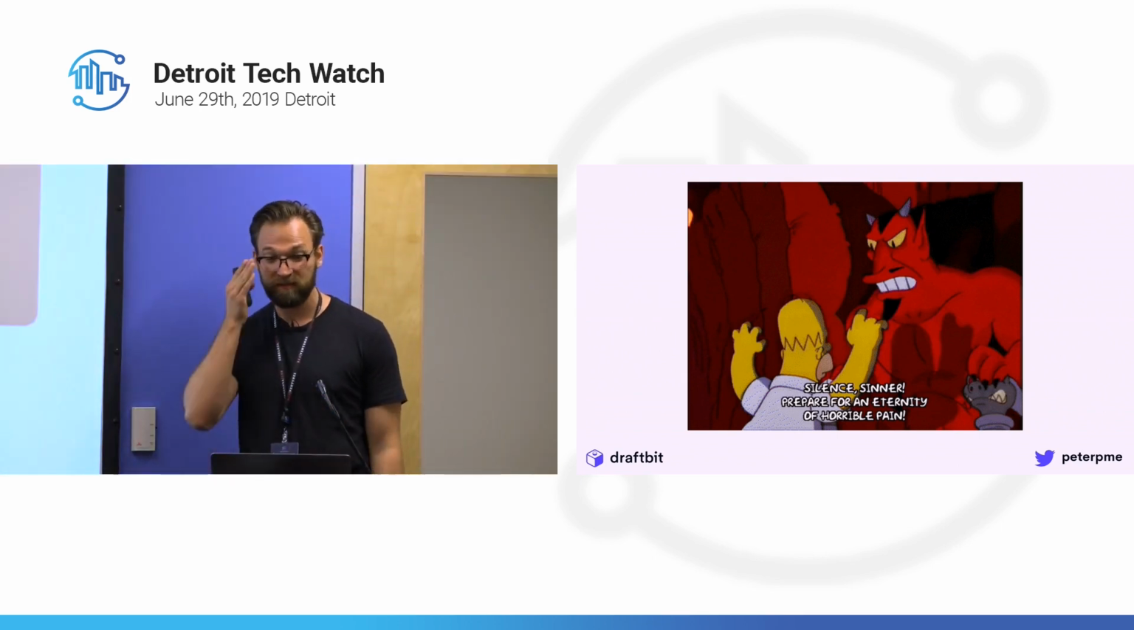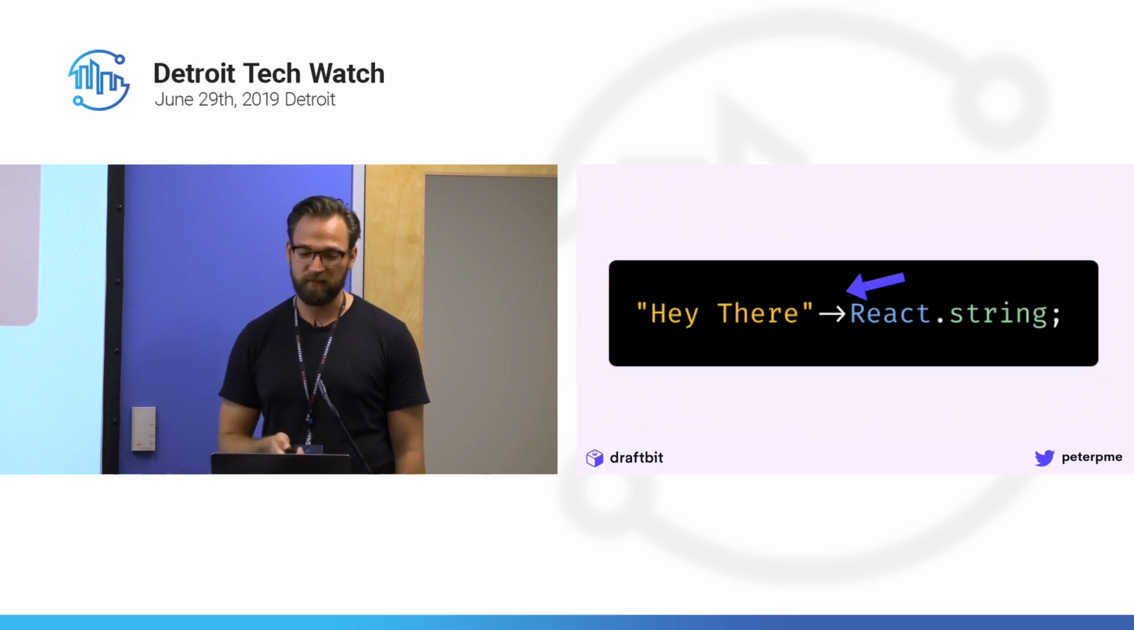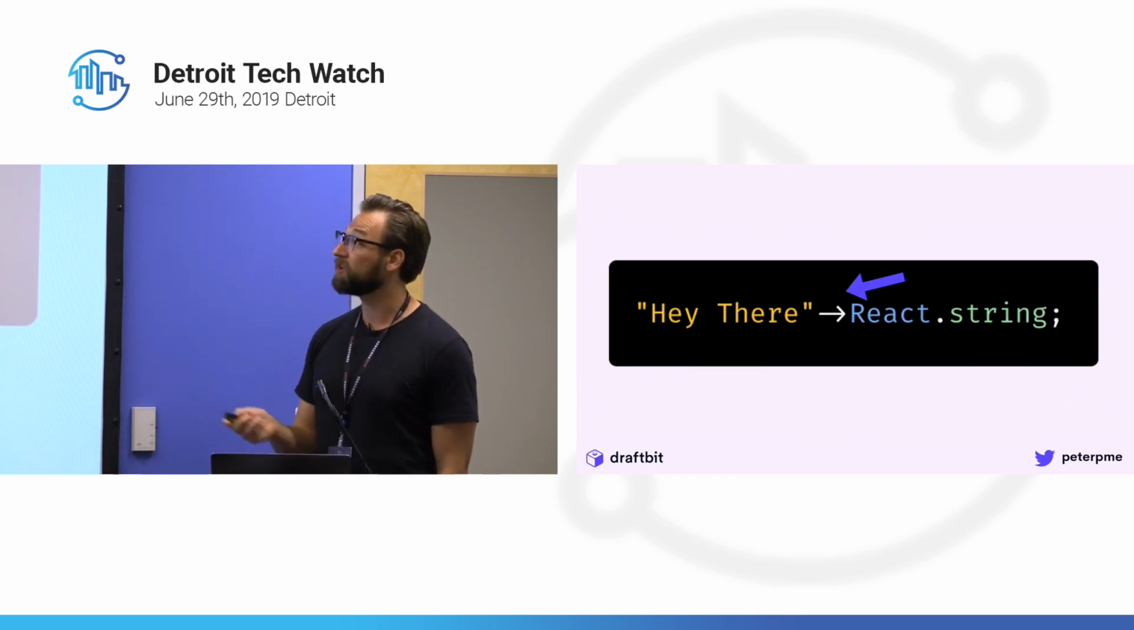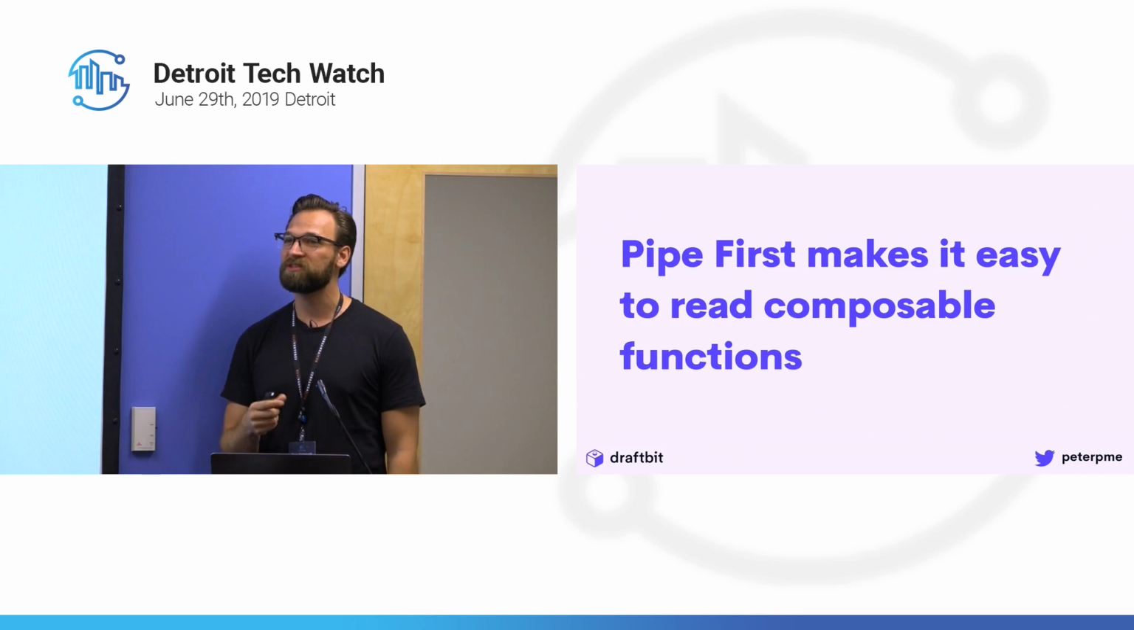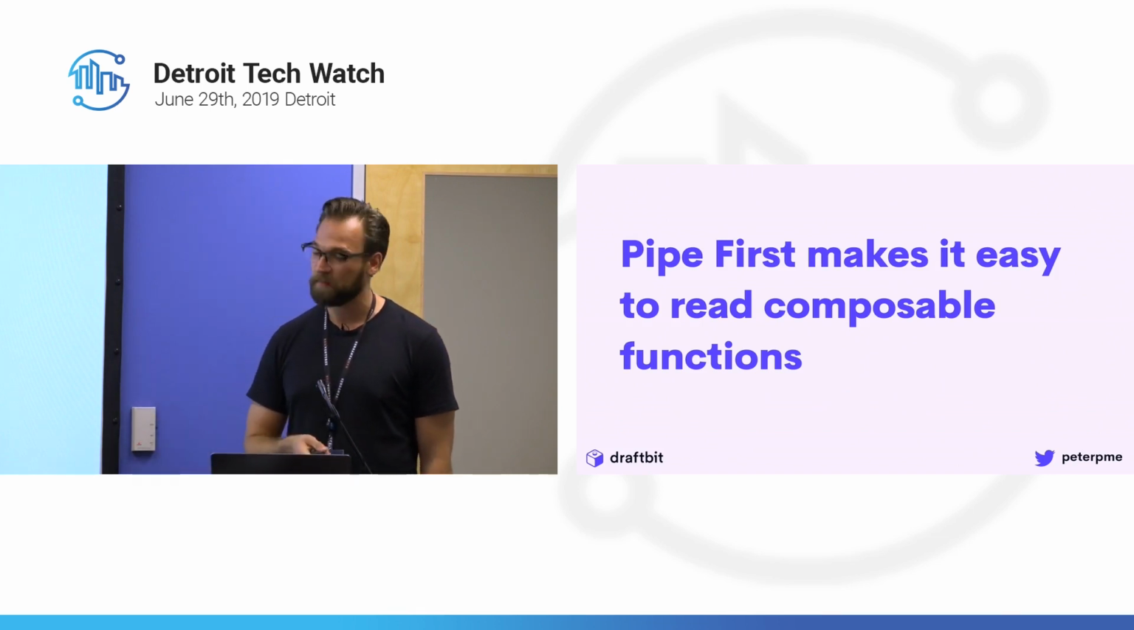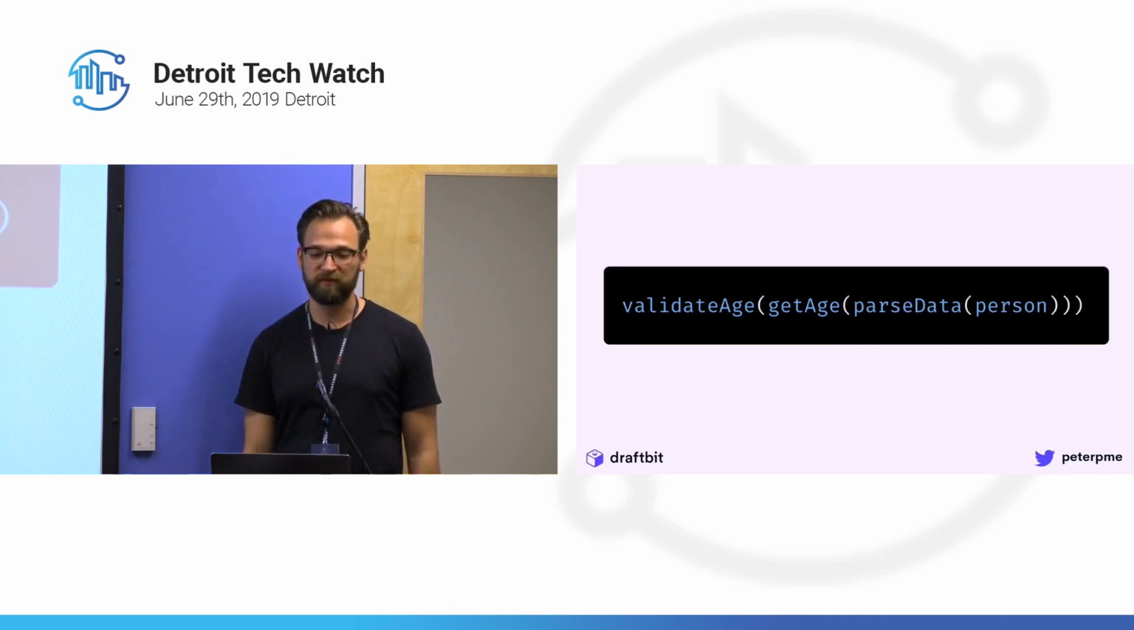Anyway, so there's also another way you can do that. You can write that same function with this pipe operator here, right? And this is called pipe first. And pipe first is one of the best readability features of Reason that I personally like, right? It makes it super easy to write composable functions.